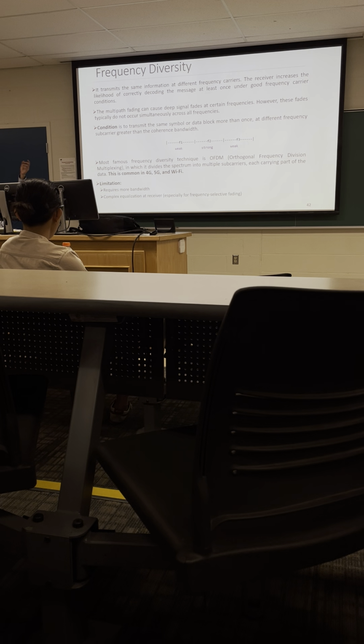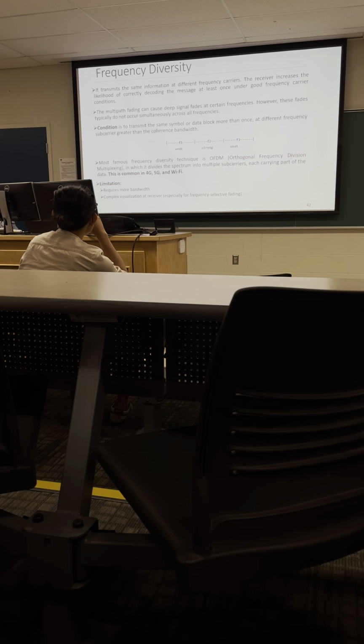So instead of using space to send the diversity, instead of using time, I can use the frequency. I can send the same information, but with different frequency subcarriers, right? In this case, I can name it frequency diversity. So in frequency diversity, I send multiple versions over different subcarriers or frequency carriers, okay? And the condition here is to make sure that these subcarriers are independent.